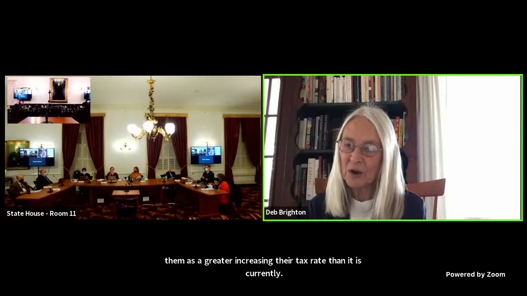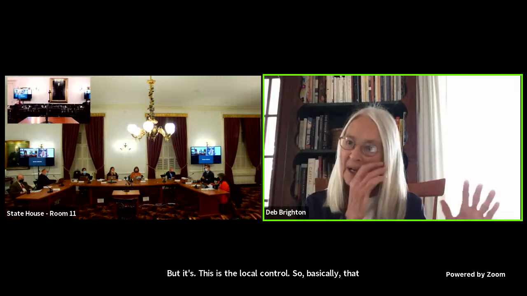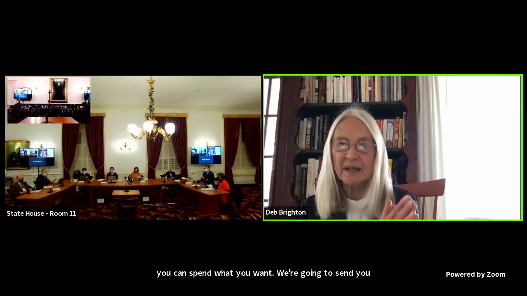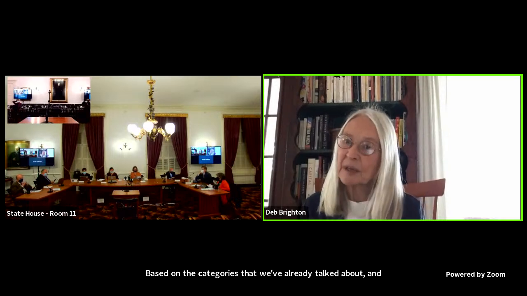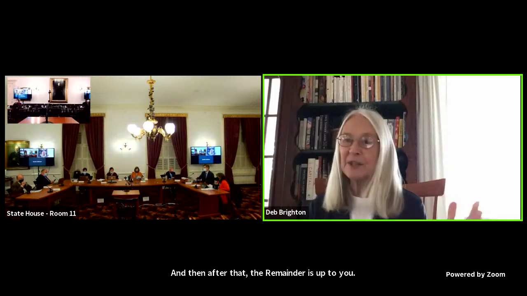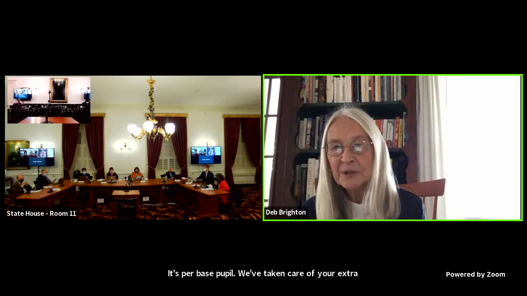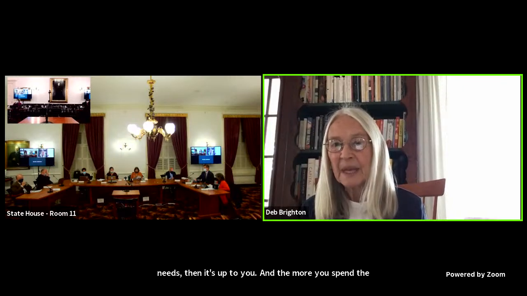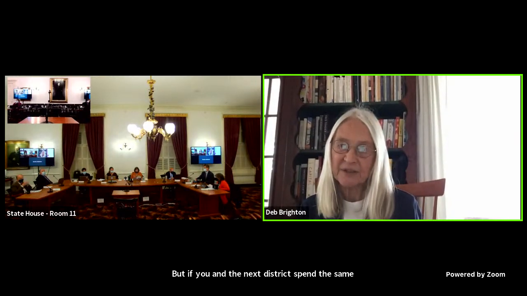But this is the local control side, basically, that you can spend what you want. We're going to take care of the cost equity. We're going to send you this payment based on the categories that we've already talked about. And then after that, the remainder is up to you. What you spend per pupil is per base pupil. We've taken care of your extra needs. Then it's up to you. And the more you spend per pupil, the higher your tax rate will be. But if you and the next district spend the same amount per pupil, you'll have the same tax rate.